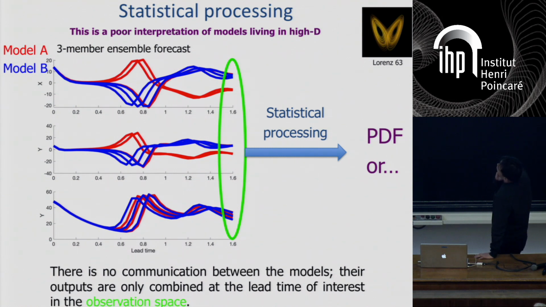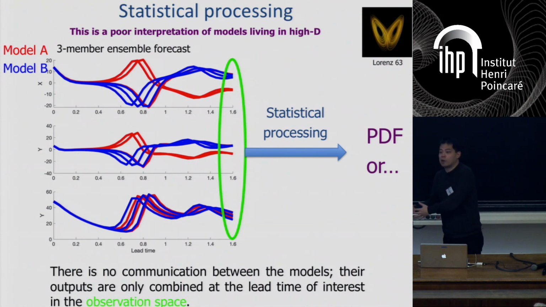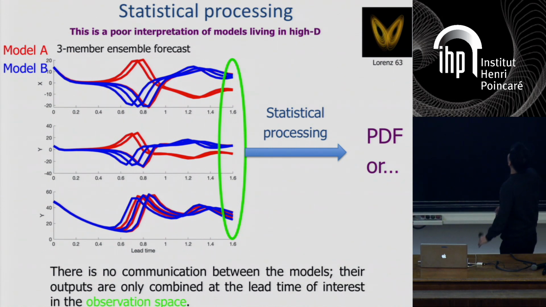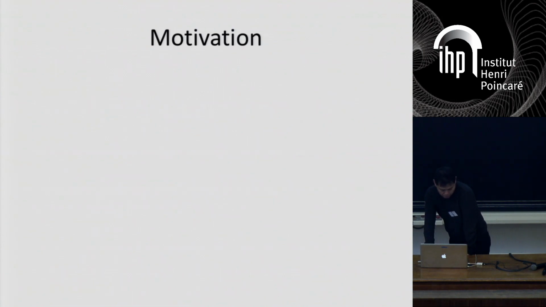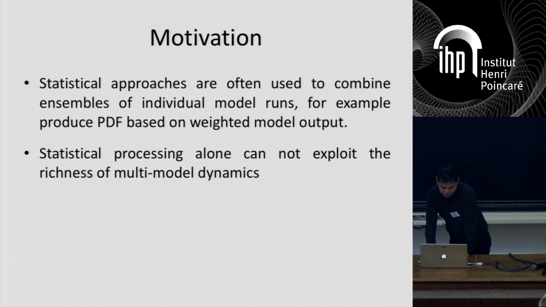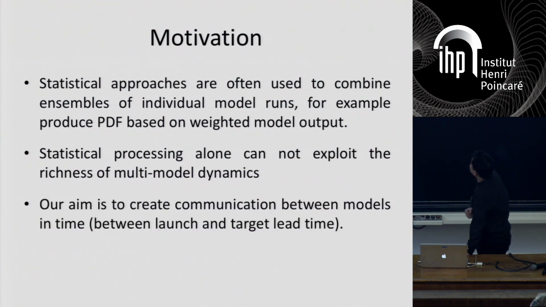The problem with this is there's no communication between the models when they're making the forecast during the future. If we could let them communicate during the time they're making forecasts, we actually can explore their dynamic information interactively. So that's the motivation, right? Statistical processing cannot explore the richness of the multi-model dynamics. So our aim is basically to create communication between those models, between the launch time and the target lead time.